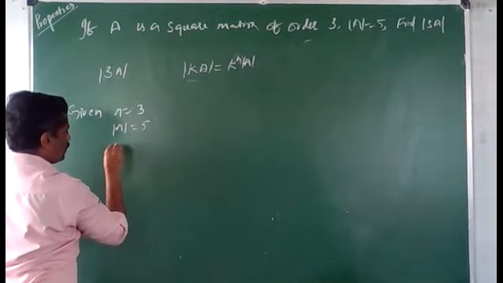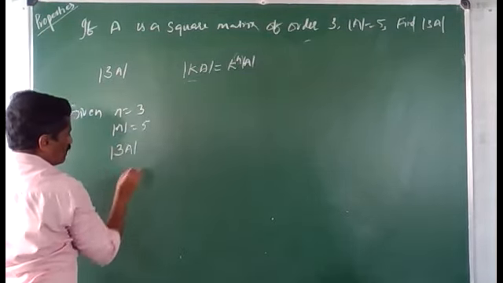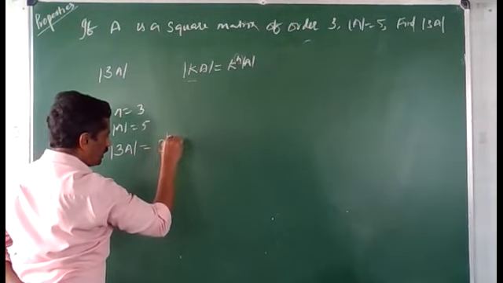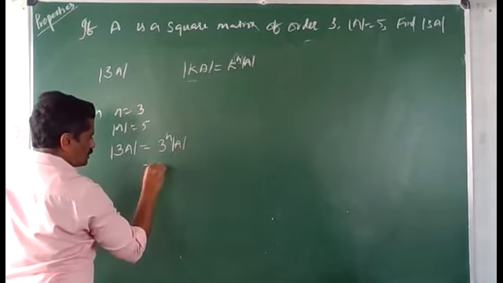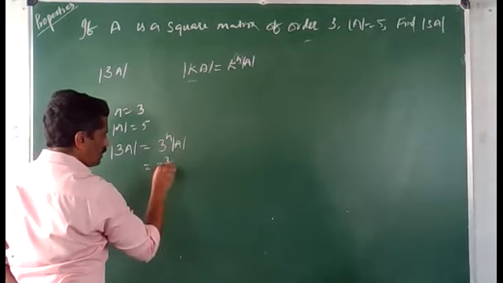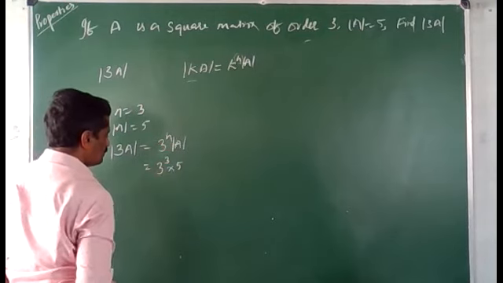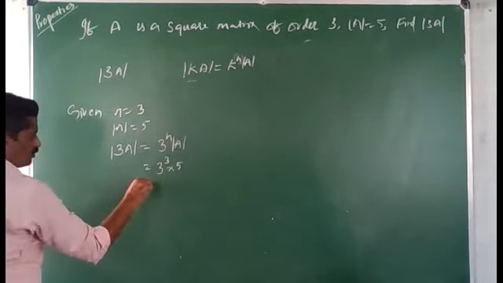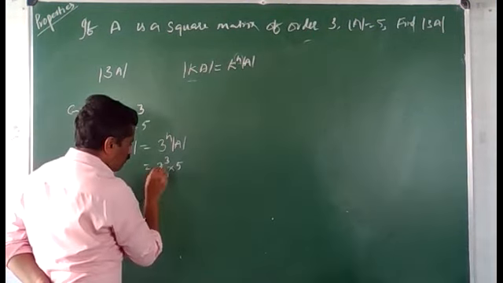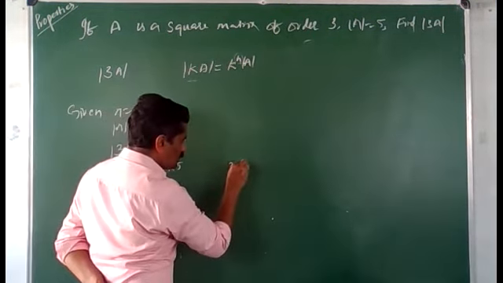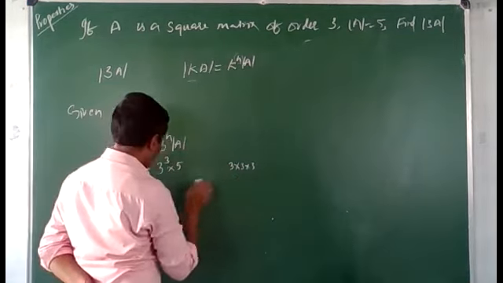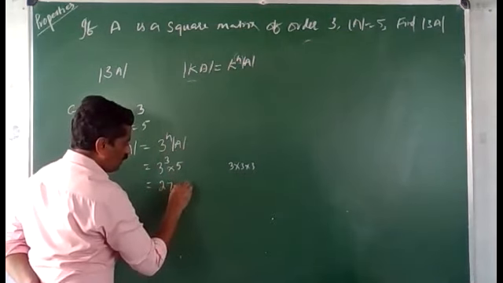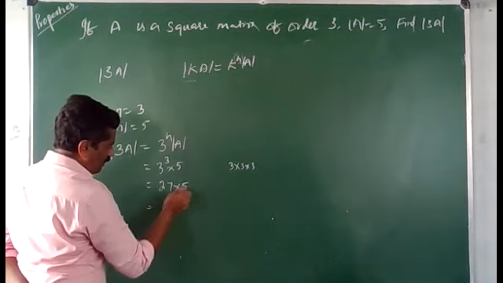So we have to find the determinant of 3A. Therefore, that is equal to 3 to the power of N into determinant of A, which is 3 to the power of 3 into 5. Simplifying, 3 to the power of 3 means 3 into 3 into 3, that is 9 into 3, 27. So 27 into 5 is 135.